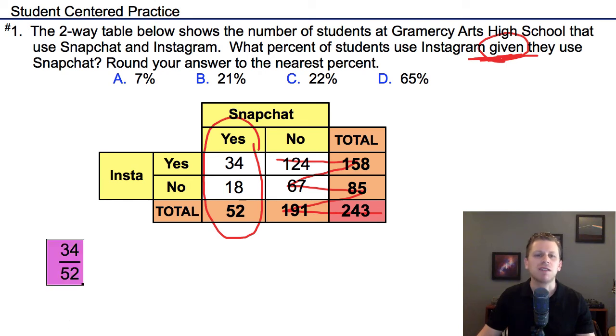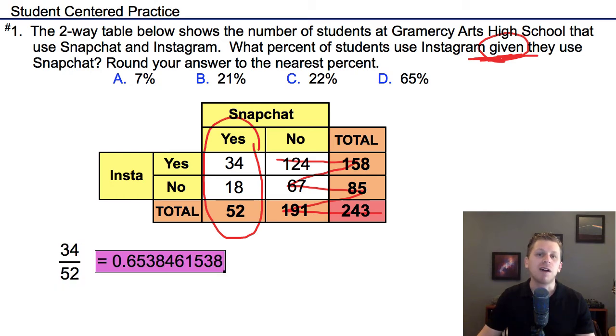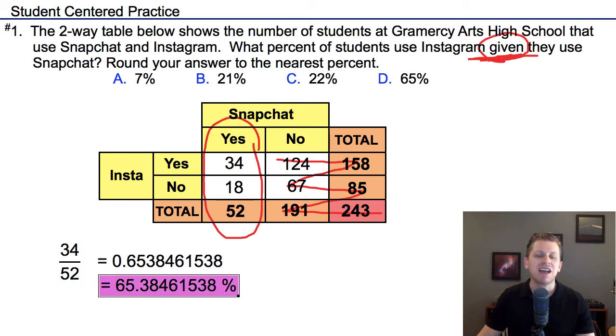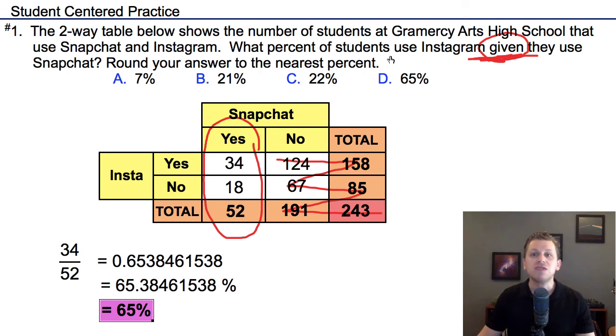Of course, here we want it to the nearest percent, so divide to make it a decimal, multiply by 100 to make it a percent, and rounding, we can see that 65% of the students at Gramercy Arts High School that use Snapchat also use Instagram.